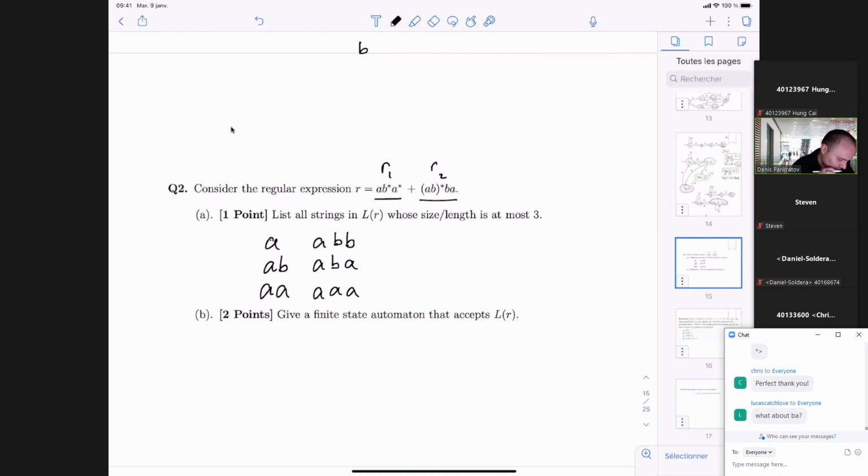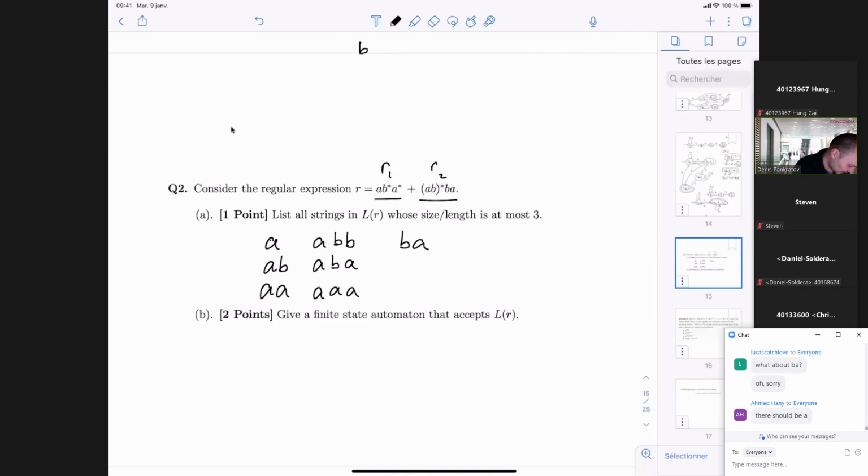We also need to do it for R2. R2 doesn't have strings of length 0 because it always contains BA. If we take from the AB star portion at least one copy of AB, then we already would get a string of length 4. So there is only BA possible. So that is BA from R2.